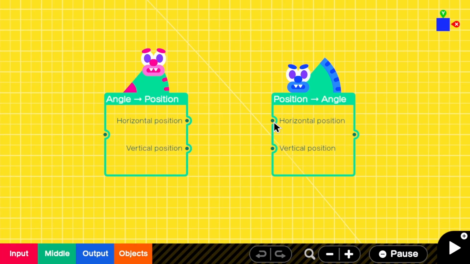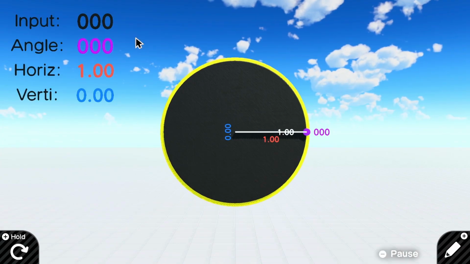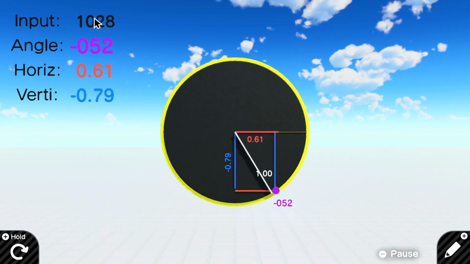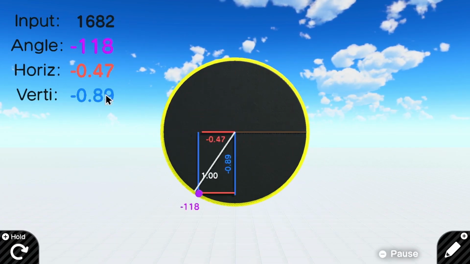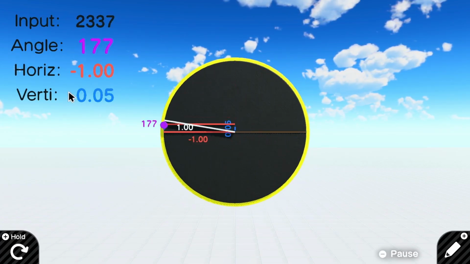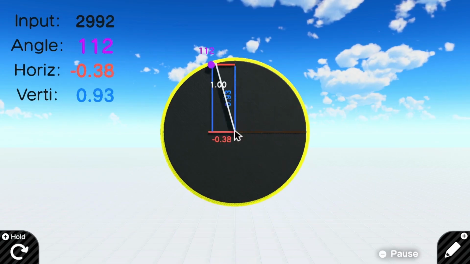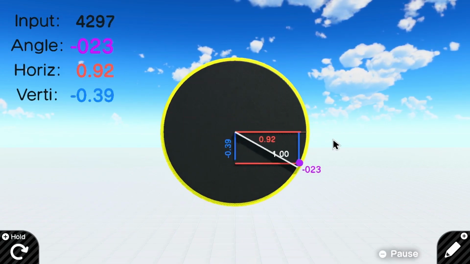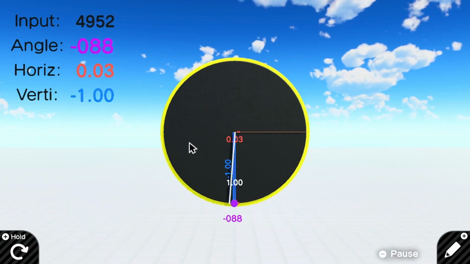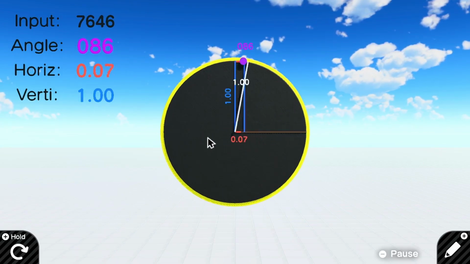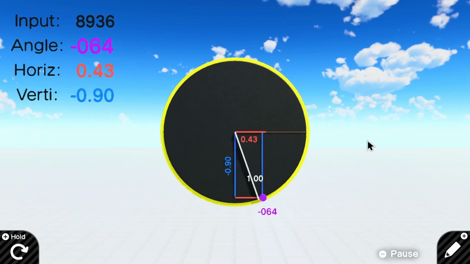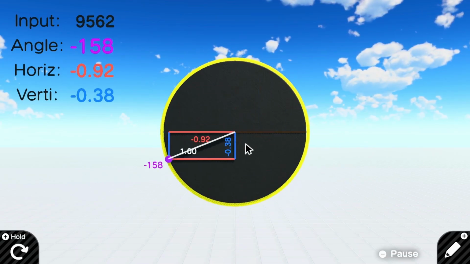Now let's go through a few interesting uses of these two nodons based on their behavior. So here I'll just increase the input constantly, and let's watch the horizontal and vertical outputs of the angle to position nodon. See here, it does something interesting. It goes back and forth between -1 and 1, and it does it in a very smooth manner. So we can make use of this to make smooth movement or smoothing functions in GBG.